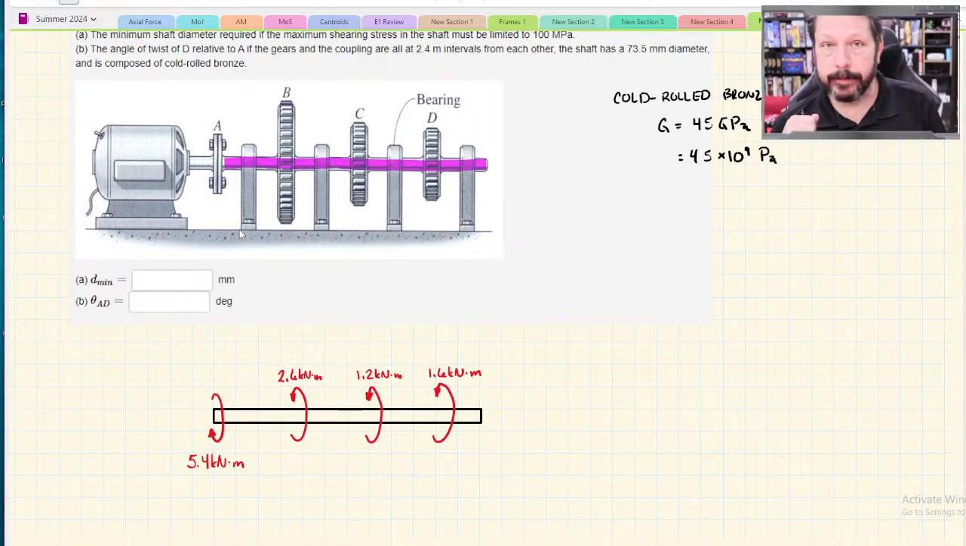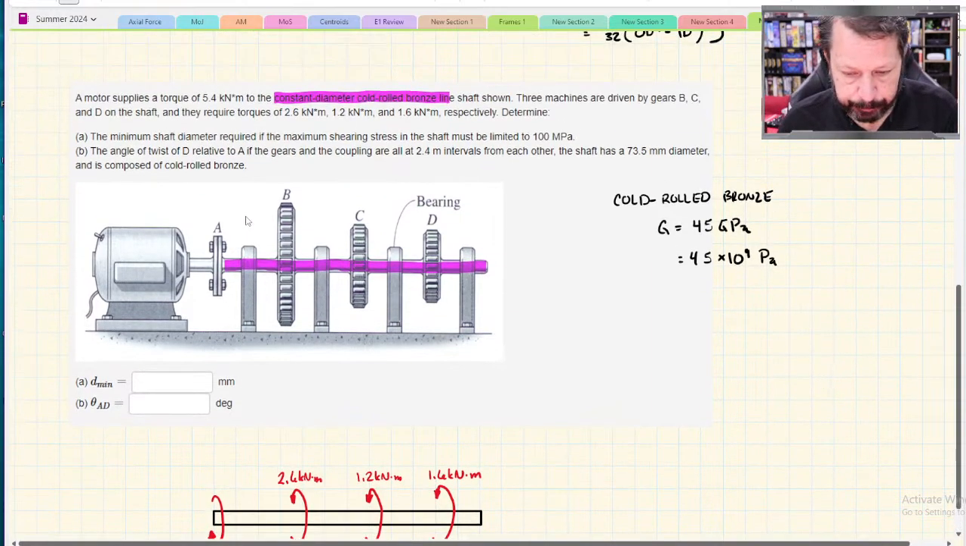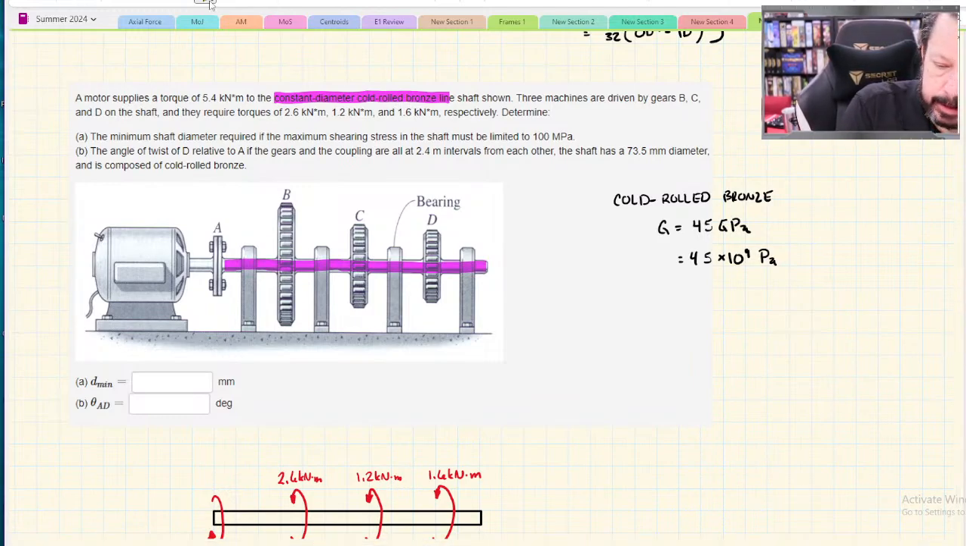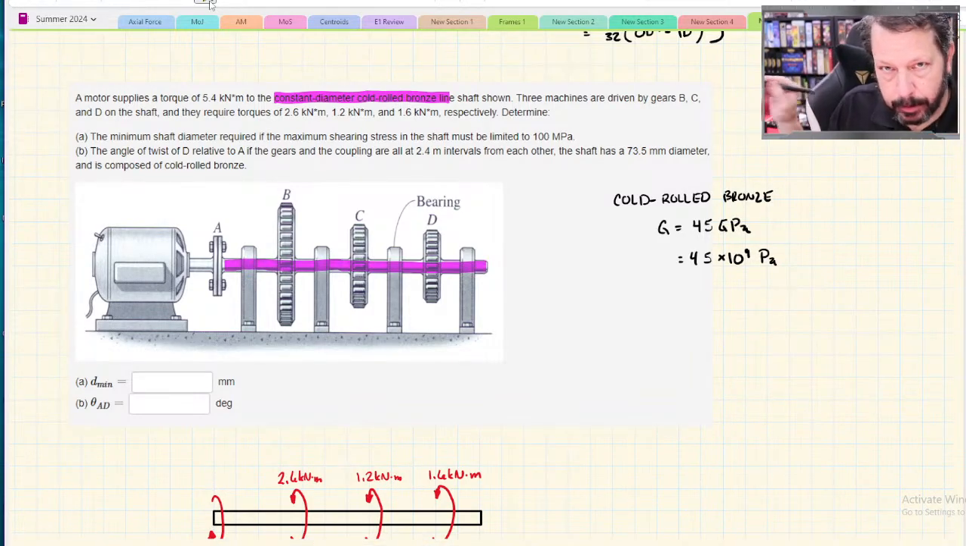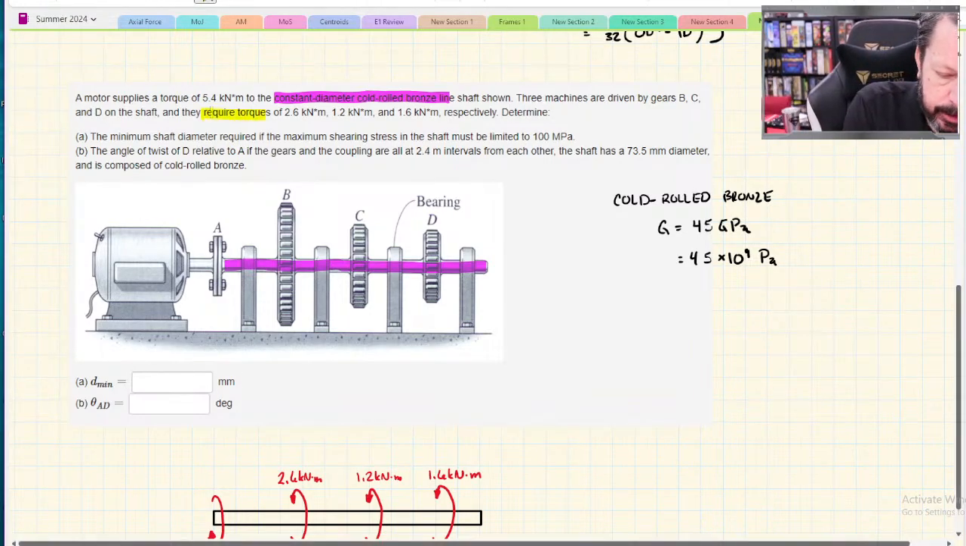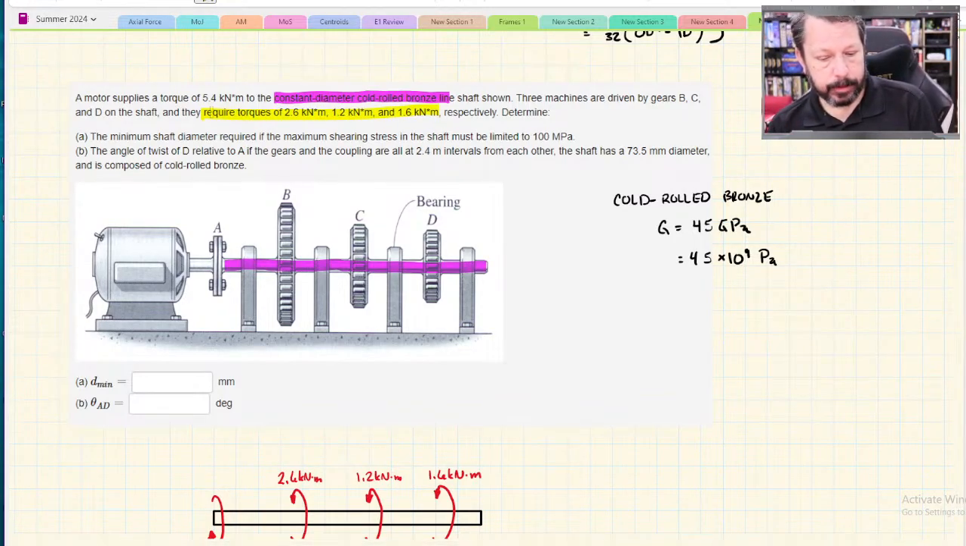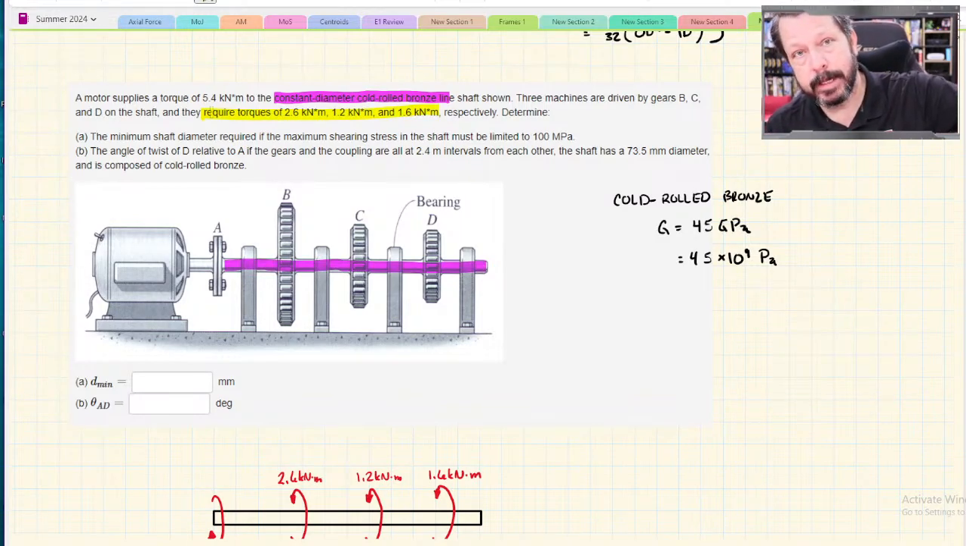I picked one direction for it. And the problem does tell me, let's see, how does it say it? Right here. They tell me that three machines, we don't know what the machines are, but three machines are driven by gears B, C, and D, and they require these amounts of torque. So when I get to B, C, and D, those are not adding to the torque in the shaft. They're not helping the motor, right? The motor is powering them, and so they're removing some amount of torque.